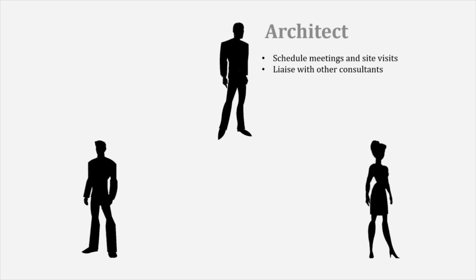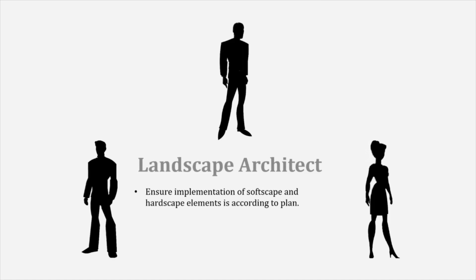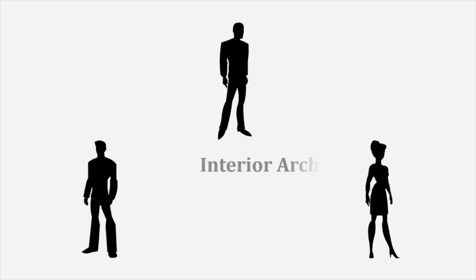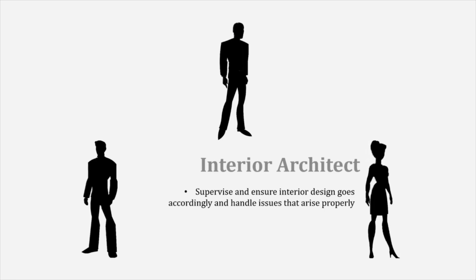The team players involved in this whole construction process include these people. Firstly, the architect will schedule project meetings and site visits to ensure progress of contractors, ensure quality of work is maintained and liaise with other consultants when problems arise, as well as supervising valuations made by quantity surveyor in each completed stage of work. Secondly, the landscape architect will ensure the implementation of softscape and hardscape elements is according to plan, while the interior designer on the other hand supervises and ensures the interior design goes accordingly and handle issues that arise properly.